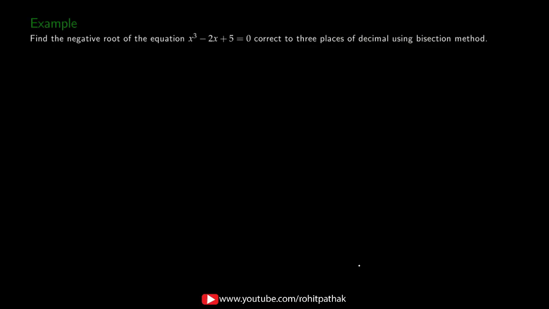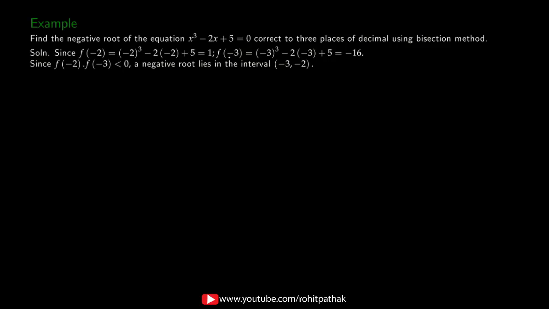Here specifically you have to find the negative root of the equation x cube minus 2x plus 5 equal to 0, correct to 3 places of decimal using bisection method. So here you have to find the negative root. So you have to search the root in the negative direction, that is minus infinity to 0. So again you find the interval in which the root lies. By hit and trial I have found that the interval is minus 3 to minus 2, because f of minus 2 into f of minus 3 is less than 0. So a negative root lies in the interval minus 3 to minus 2.